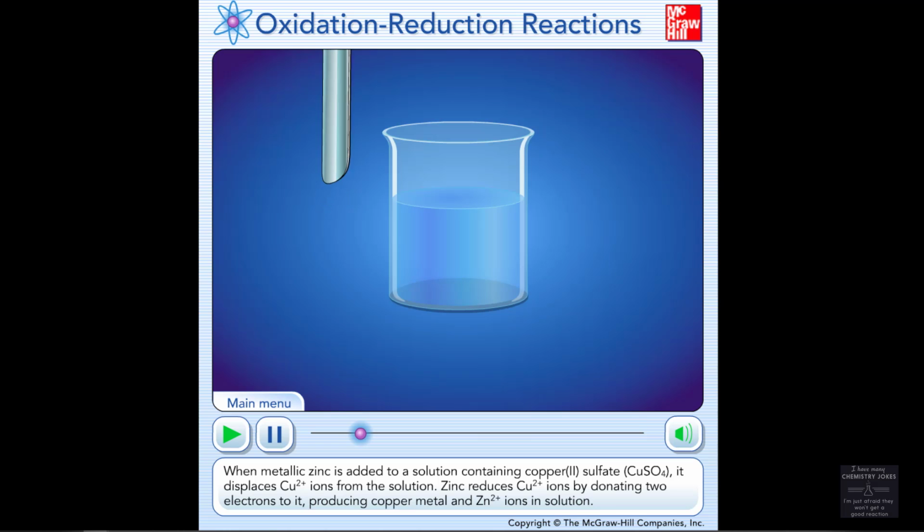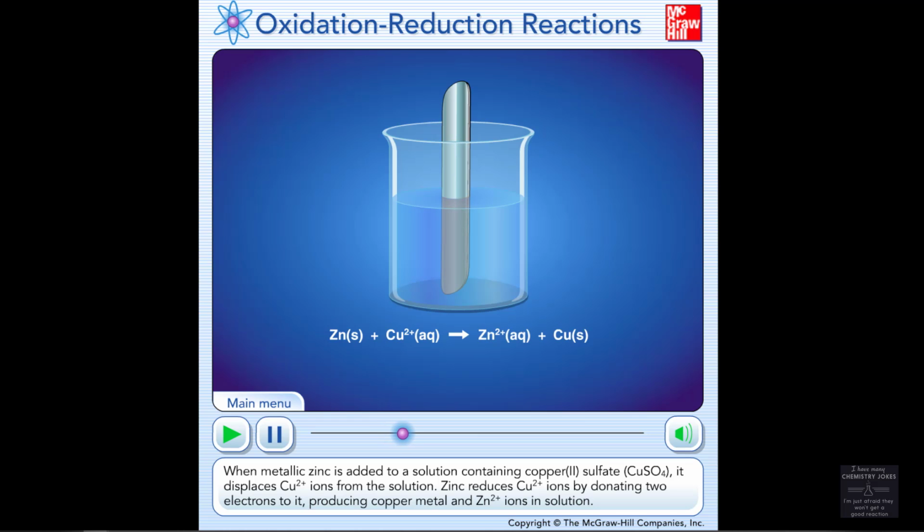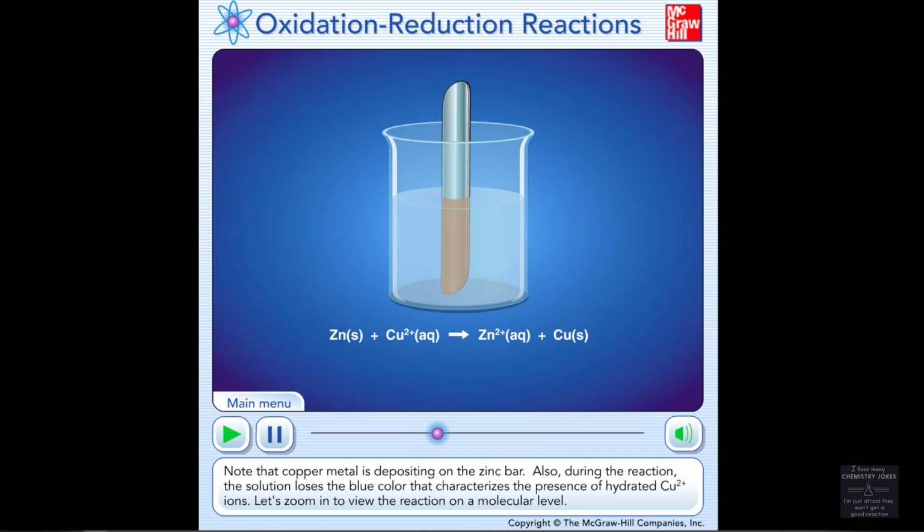When metallic zinc is added to a solution containing copper-2 sulfate, it displaces copper-2+ ions from the solution. Zinc reduces copper-2+ ions by donating 2 electrons to it, producing copper metal and zinc-2+ ions in solution. Note that copper metal is depositing on the zinc bar. Also, during the reaction, the solution loses the blue color that characterizes the presence of hydrated copper-2+ ions.